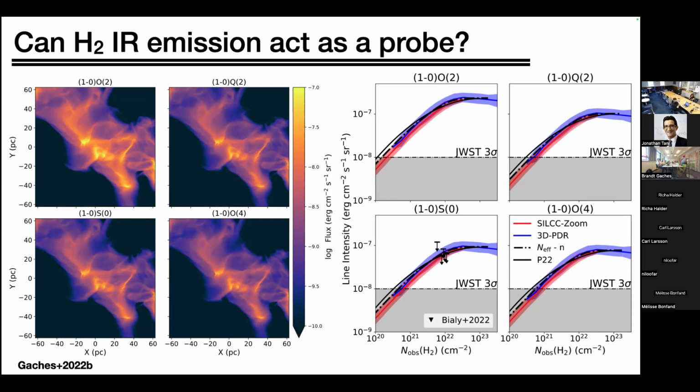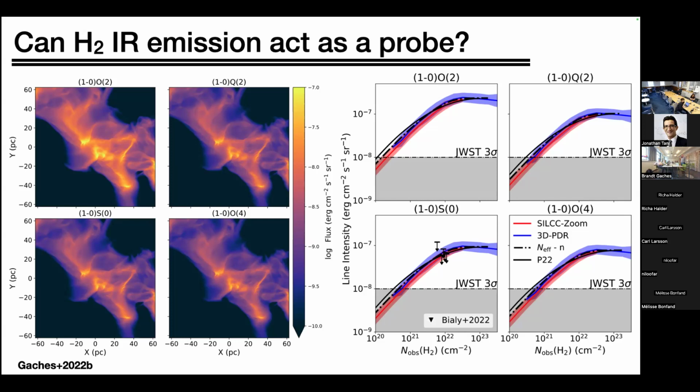So Schmoil actually did this and tried to figure out at what levels of UV you can actually do this or not. But the key takeaway here is on the right, and that's that the Silk zoom and the 3D PDR measurements and these 1D models all kind of overlapped when we were trying to model for the same ionization rate.